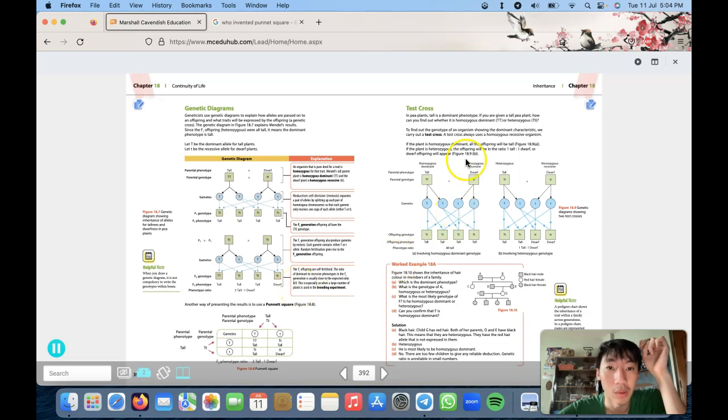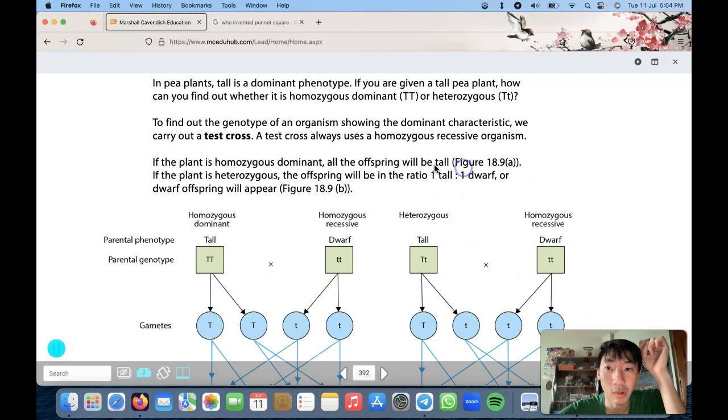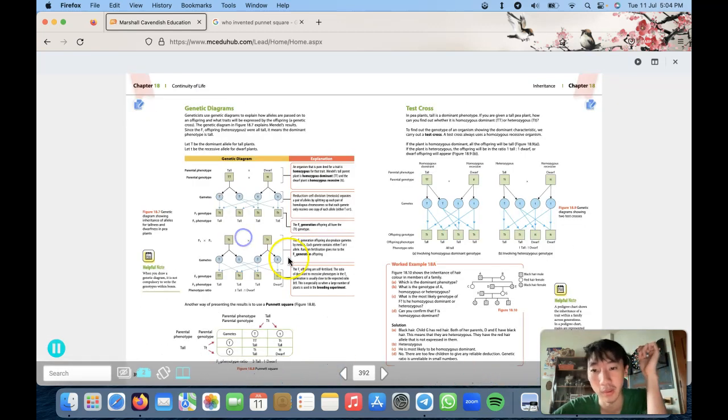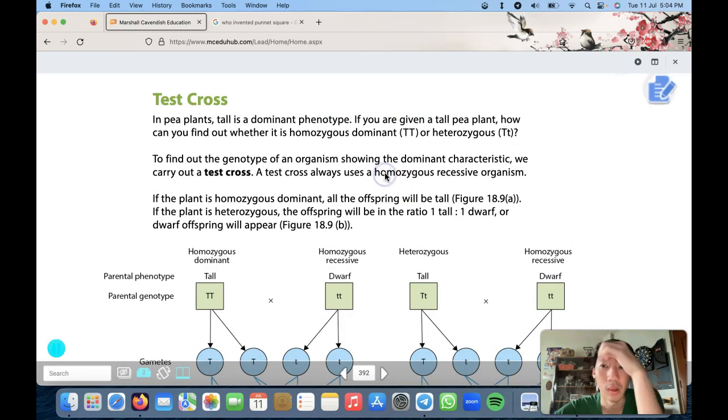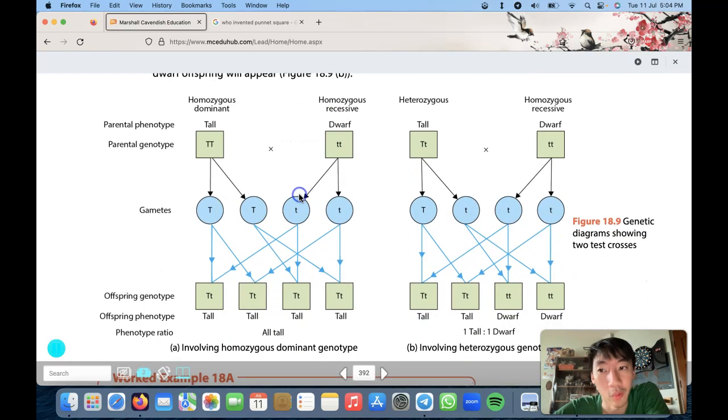Let's talk about the test cross. Okay, so test cross is almost the same as this one over here. We need to learn to draw both the test cross as well as the Punnett square. Test cross is a little bit harder though. Test cross is to find out the genotype of the thing. Almost exactly the same as the Punnett square. I said there's a lot more info over here.